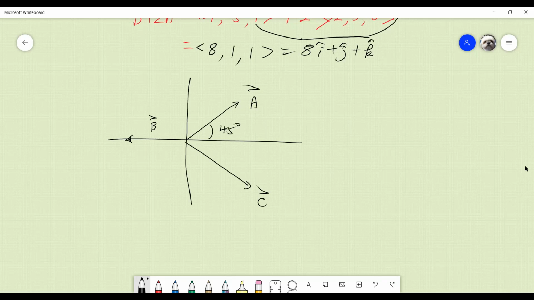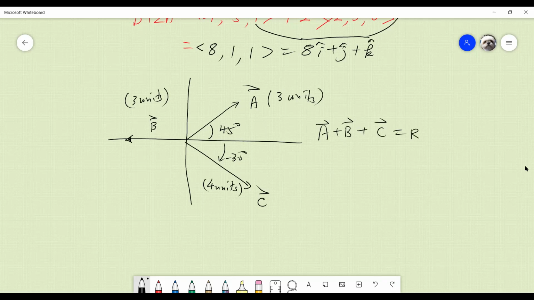And C has an angle here, let's say 30 degrees. Now let's keep the values. A is 3 units. Let's say B is the same thing, 3 units. And then C is 4 units. Now, the way I said it, what is A plus B plus C?